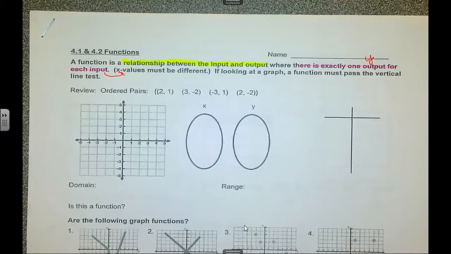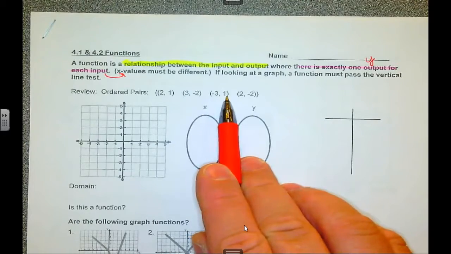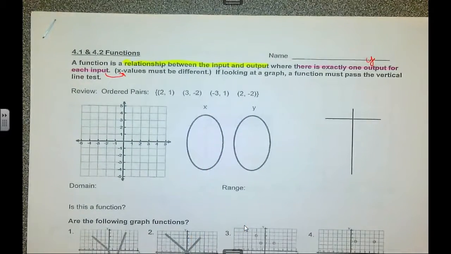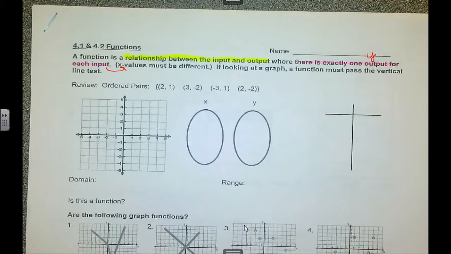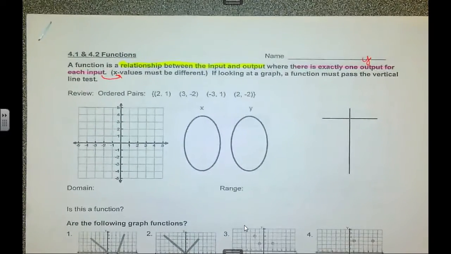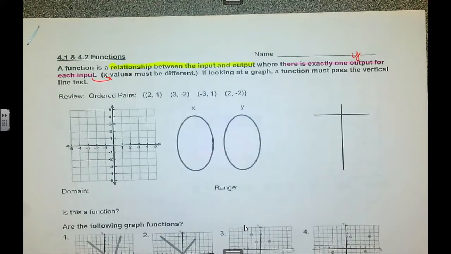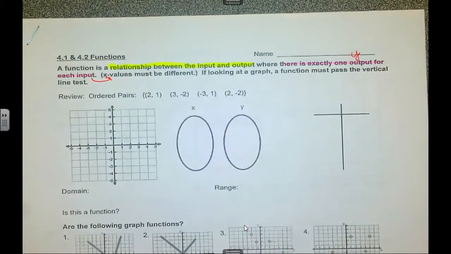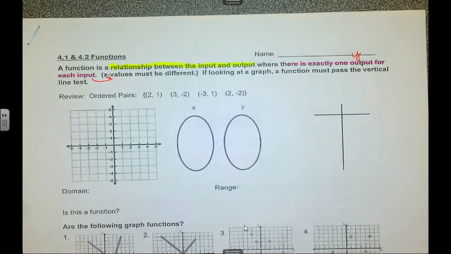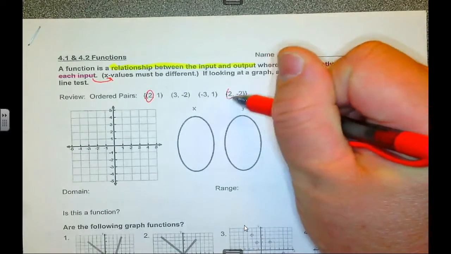If I look at the ordered pairs here, (2, 1), (3, -2), (-3, 1), and (2, -2), what can you say about this? Is this a function? Does every x have exactly one y value? Watch this: x values must be different. Are all of my x values different? No. Here's a 2, and there's a 2.